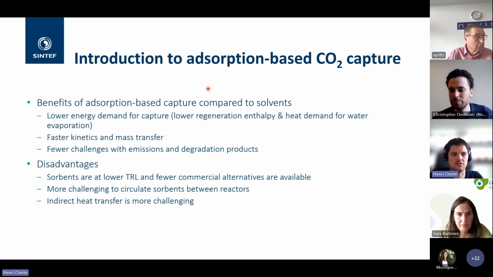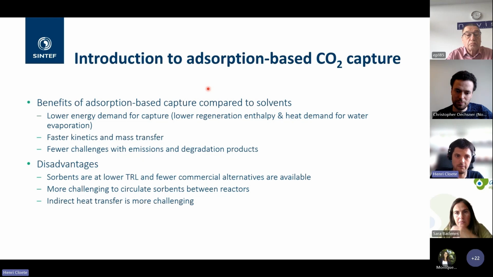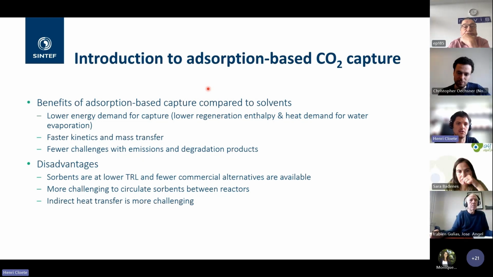But as Lucas has mentioned, there's also quite a lot of development on solvent-based processes that can reduce this energy demand as well, bringing the two closer to each other. In general, also, the reactions are much faster for adsorption-based processes. This is partly because of the intrinsic kinetics that are faster, but also partly because you're using solid particles, you have a very high gas to solid surface contact area, which is more difficult to achieve with liquid gas flows. So you get a larger surface area for the reaction and less mass transfer limitations.